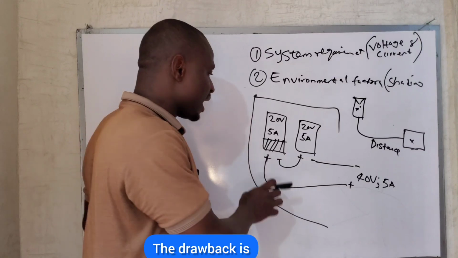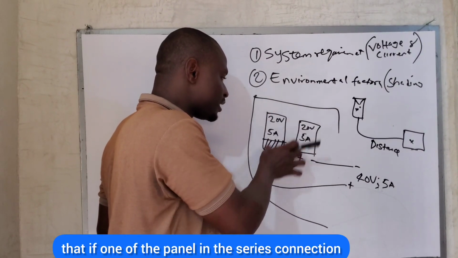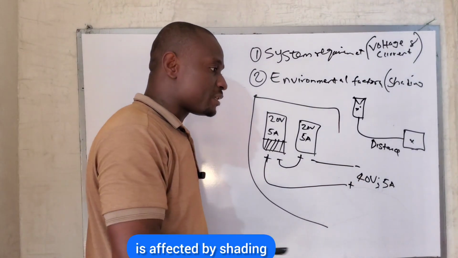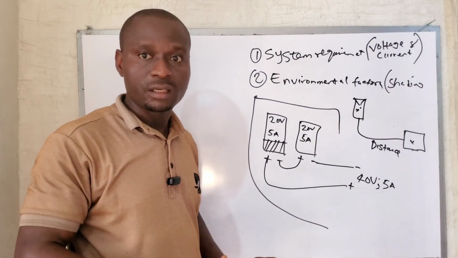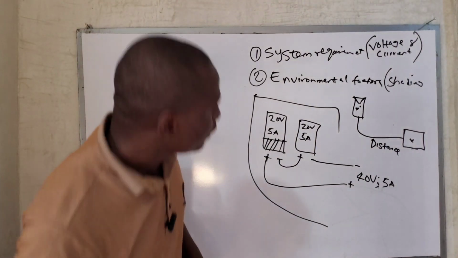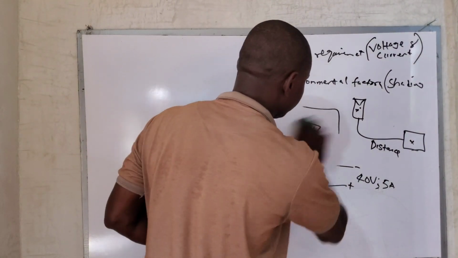The drawback is that if one of the panels in the series connection is affected by shading, the overall performance of that system will be affected. There will be a reduction. Now, let's go to parallel connection.